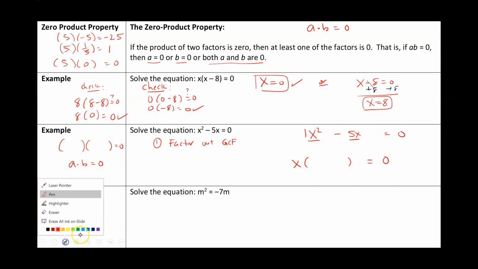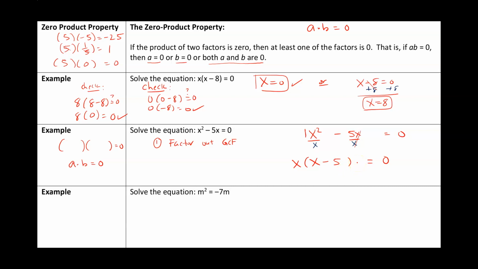How do I know what's left over inside? I divide each of these by x. So x squared divided by x will just be x. And then 5x divided by x, those cross out, and that'll just be 5. So I have x times x minus 5, and that's equal to 0.